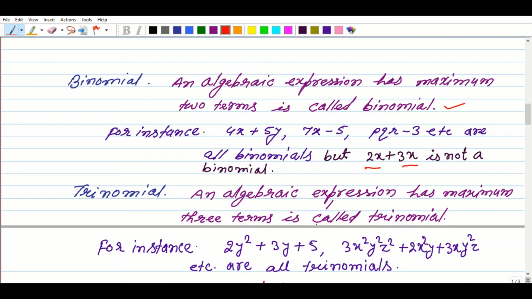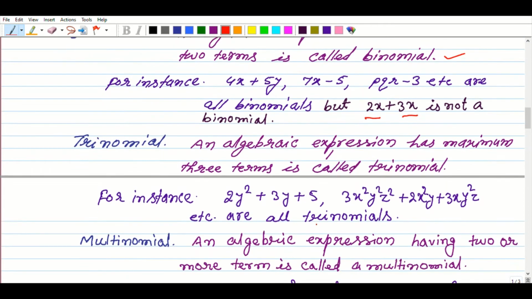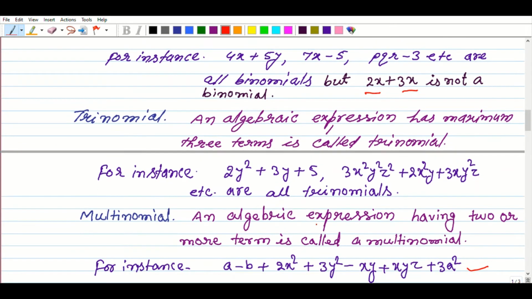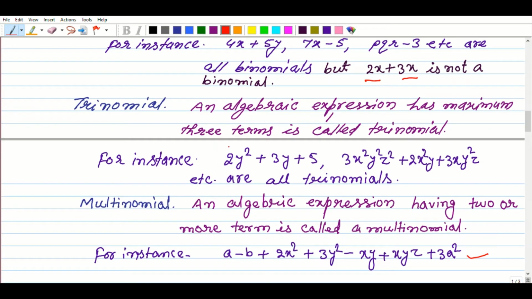Multinomials. An algebraic expression containing two or more terms is called multinomial, right? I have given here a minus b plus 2x square plus 3y square minus xy plus xyz plus 3a square. It is multinomial, right? Sir, it can be called a polynomial. Yes, why not? Polynomials of many variables, right? Later we can discuss it.